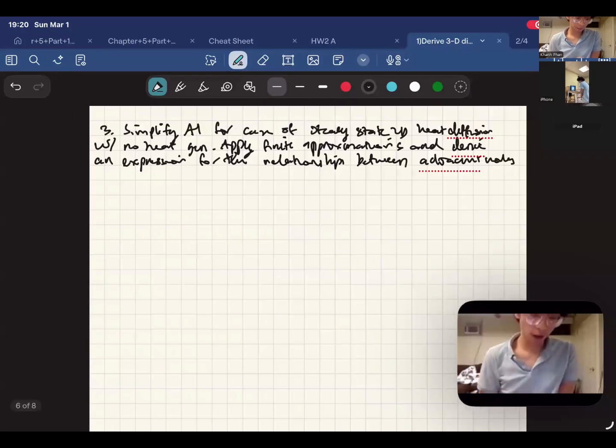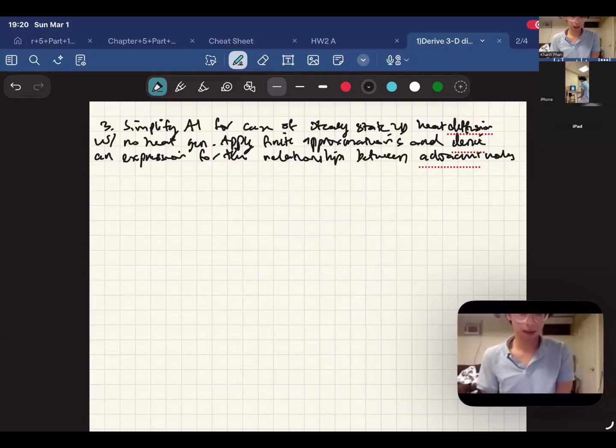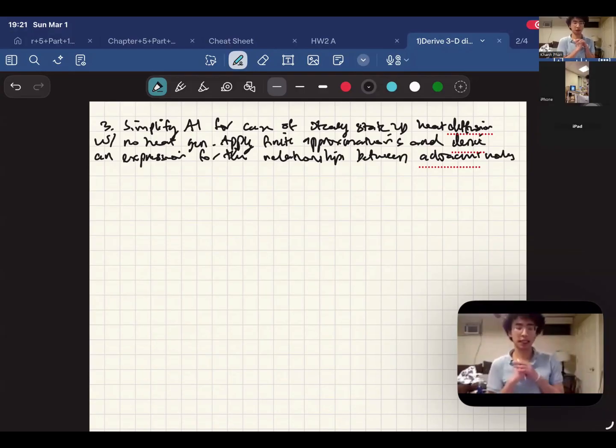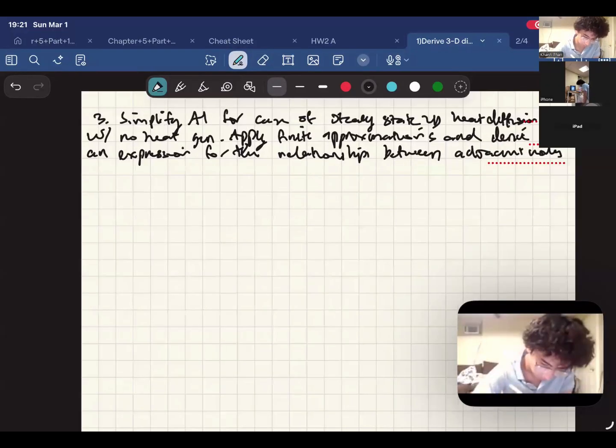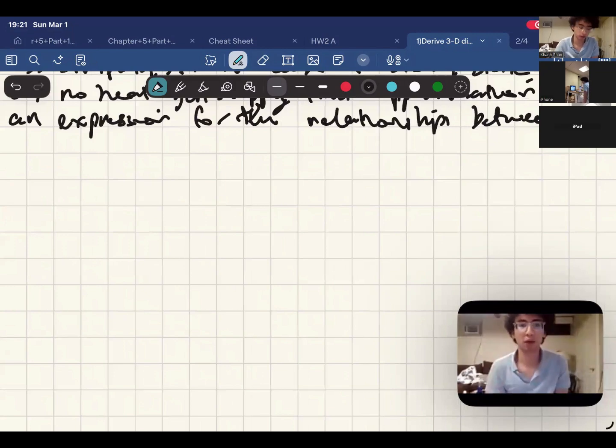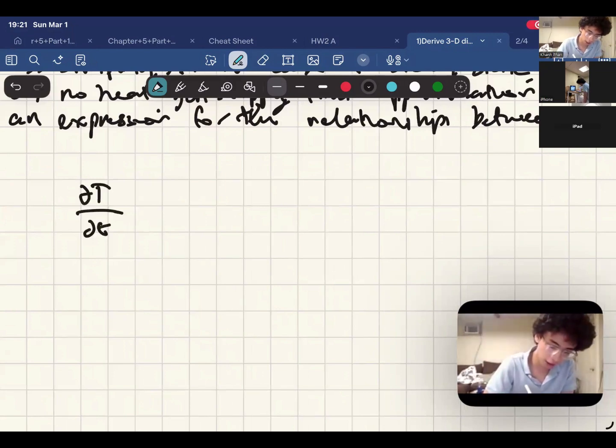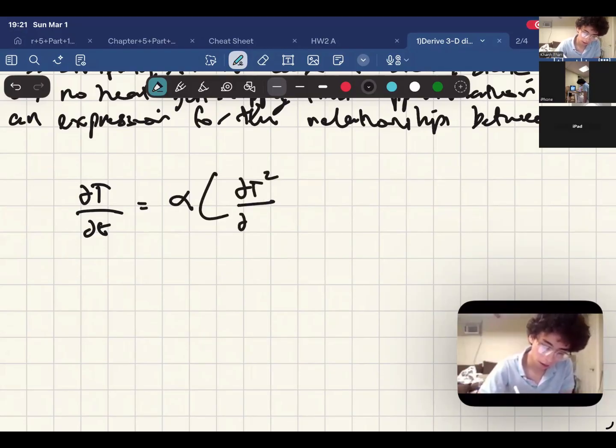So for this question, we're gonna apply finite difference approximation to derive an expression for the relationship between each node, by simplifying the equation for a case of steady state, two-dimensional heat diffusion with no heat generation. So we're gonna write down the energy balance equation to see what it looks like. We're going to use the version that we derived earlier: change in temperature over change in time is equal to alpha times the second derivative of temperature with respect to x, y, and z.